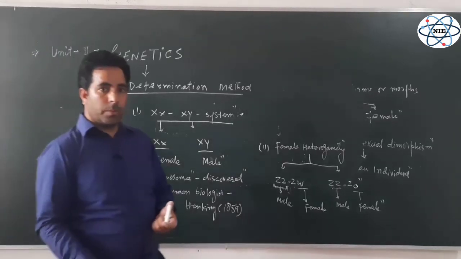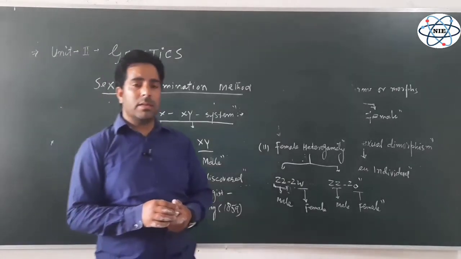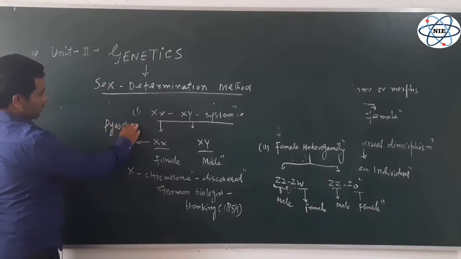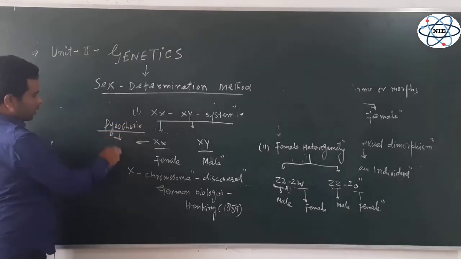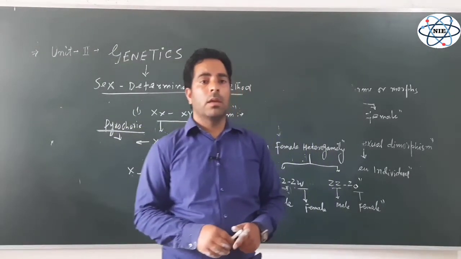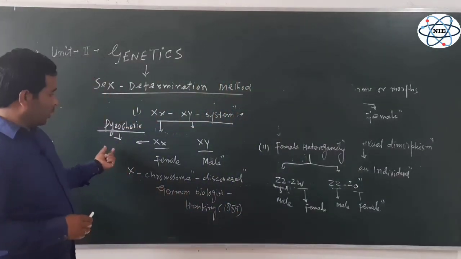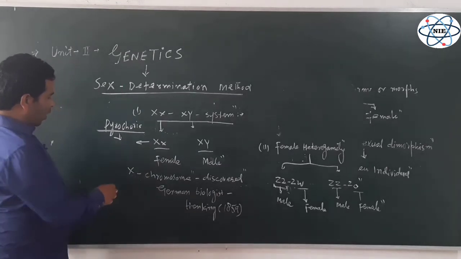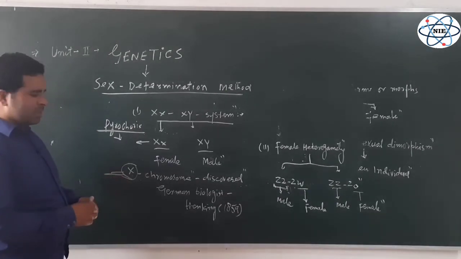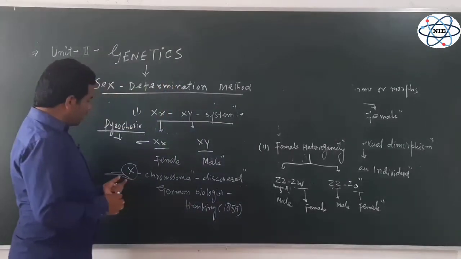Actually, he was trying to study spermatogenesis in insects, in a bug known as Pyrrhocoris. Pyrrhocoris is the zoological name of a bug, where Henking was studying spermatogenesis. While studying it, he came across a chromosome. He was not sure whether it was really a chromosome or not, so he called it X first.